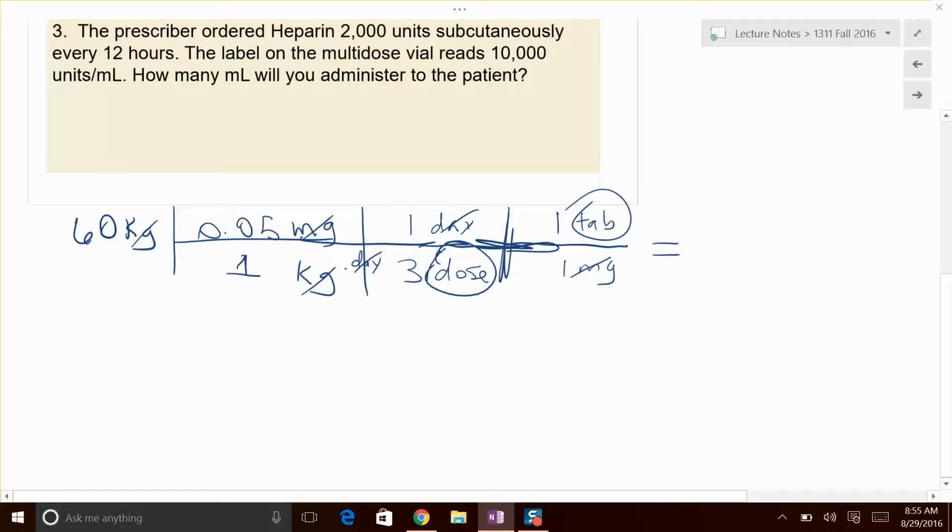The prescriber ordered heparin, 2,000 units every 12 hours. The label on the multi-dose vial reads 10,000 units per milliliter. How many milliliters will you administer to the patient? Okay, so we want to know ultimately the number of milliliters to the patient. So this many units every 12 hours, and it's 10,000 units per milliliter. Okay, I want to know how many milliliters.